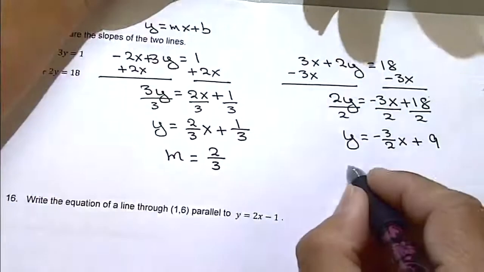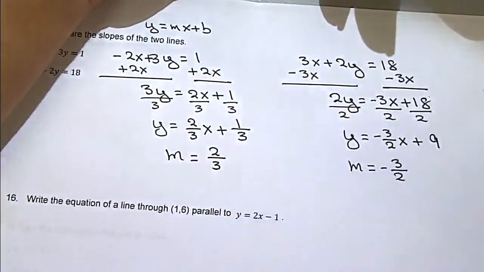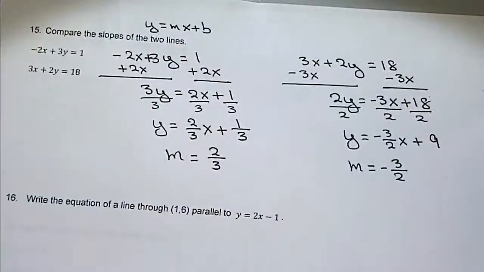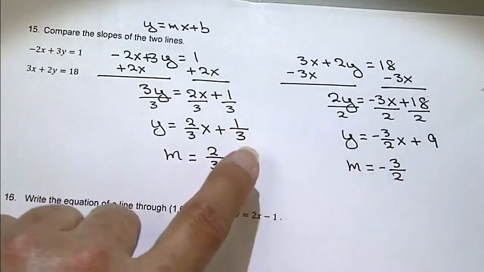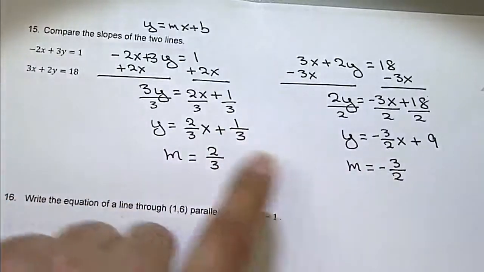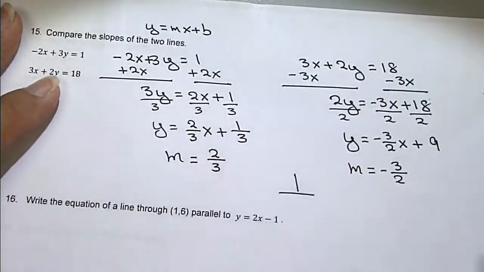What's my slope for this one? Negative 3/2. Look at those two slopes. Compare those two lines. What could you say about those two lines? They are opposite reciprocals. They are perpendicular. They are opposite. The fractions are flipped. One of them is positive, one's negative, and the fractions are flipped, right? Opposite reciprocals. These are perpendicular lines.